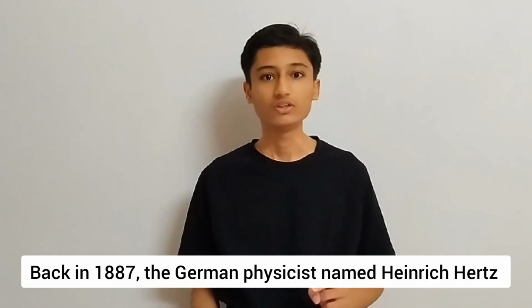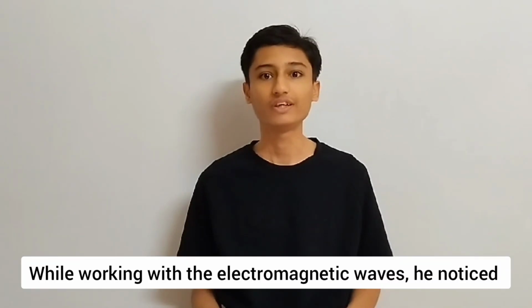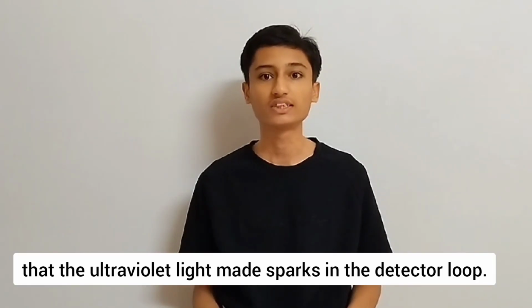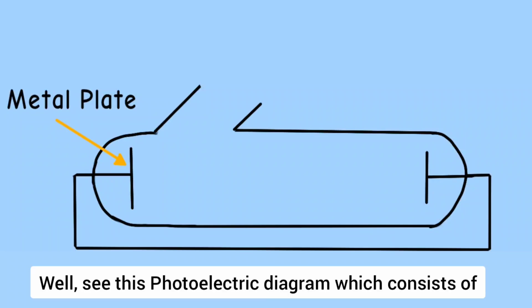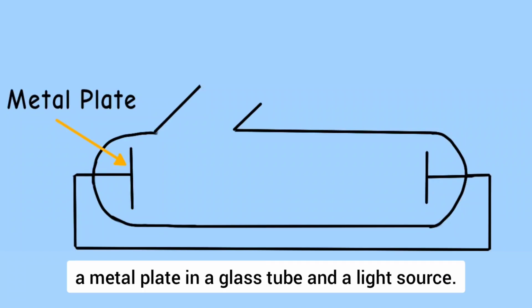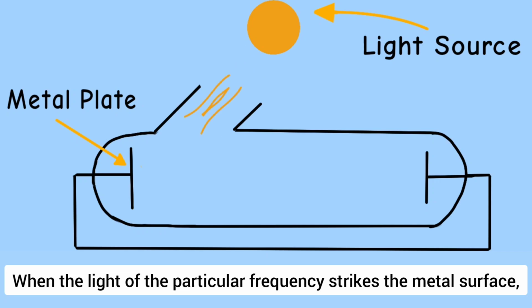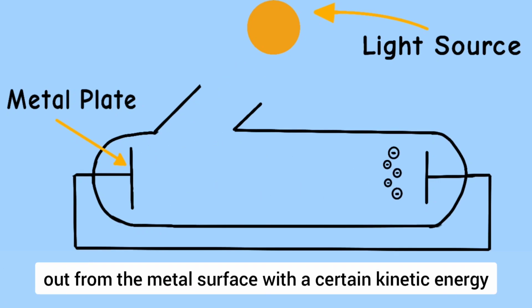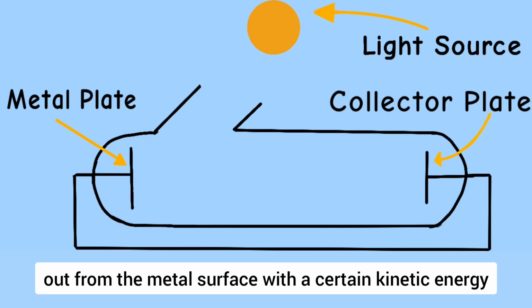Back in 1887, the German physicist named Heinrich Hertz discovered something interesting. While working with electromagnetic waves, he noticed that ultraviolet light made sparks in the detector loop. Well, see this photoelectric diagram, which consists of a metal plate in a glass tube and a light source. When light of a particular frequency strikes the metal surface, then the free valence electron gets ejected from the metal surface with a certain kinetic energy.